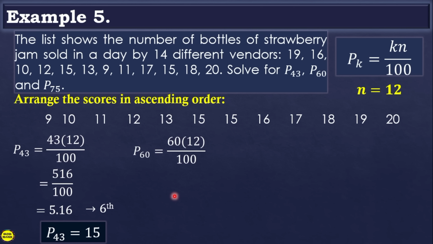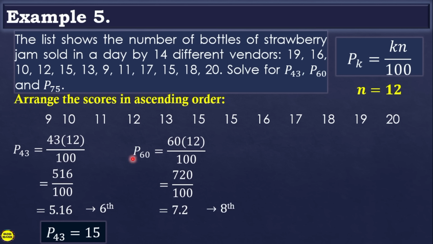Next. 60th percentile. So, papalitan natin yung K natin ng 60. So, 60 times 12, the answer is 720. And 720 divided by 100, the answer is 7.2. Again, hindi siya whole number. So, i-round lang natin to the next whole number. So, 7.2 magiging 8 na yan.